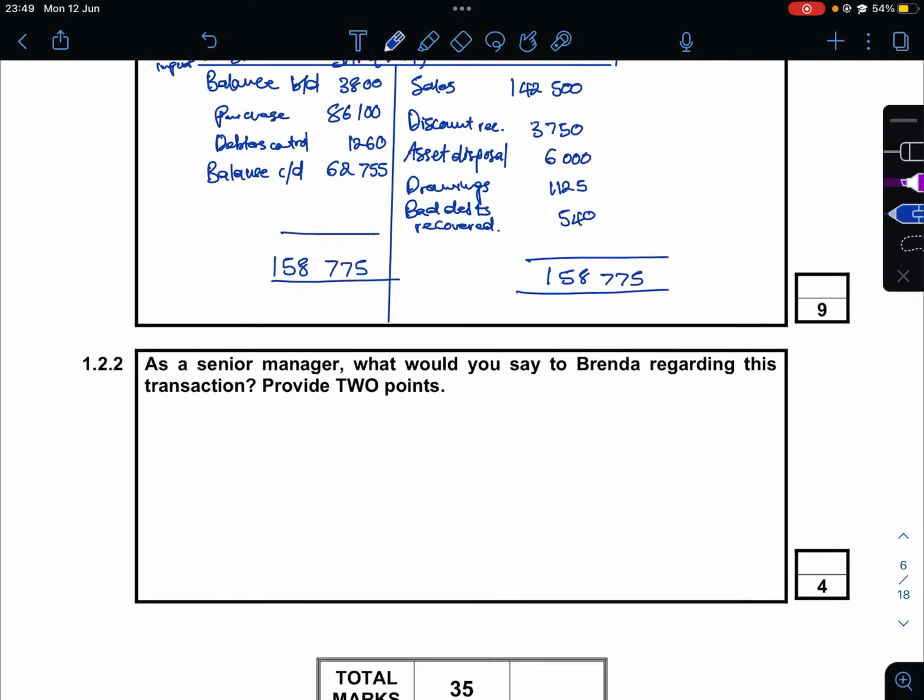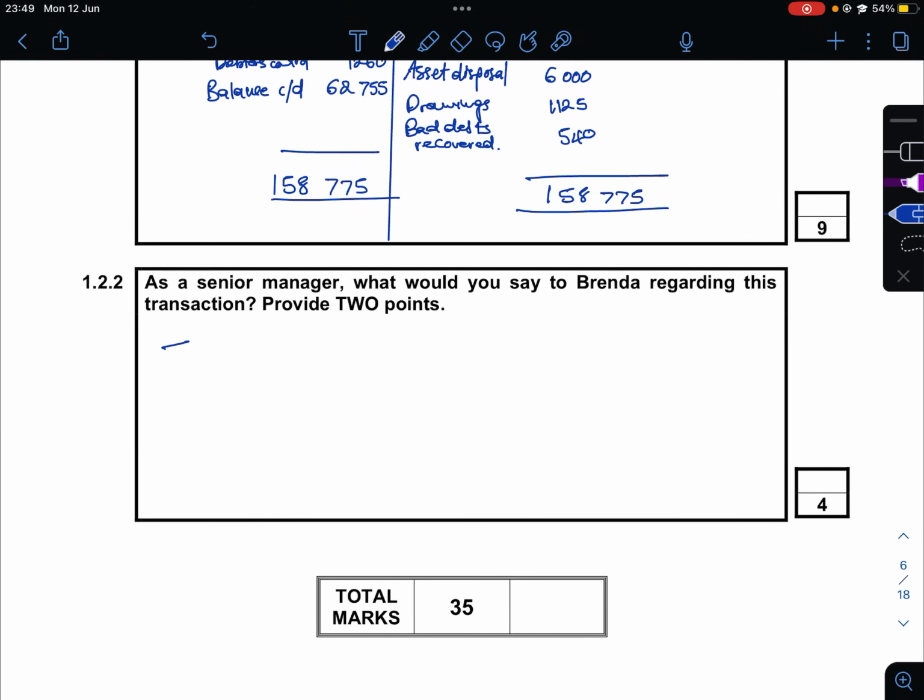So the first thing that comes to mind is that this is a fraudulent activity, and might result in prosecution or dismissal.